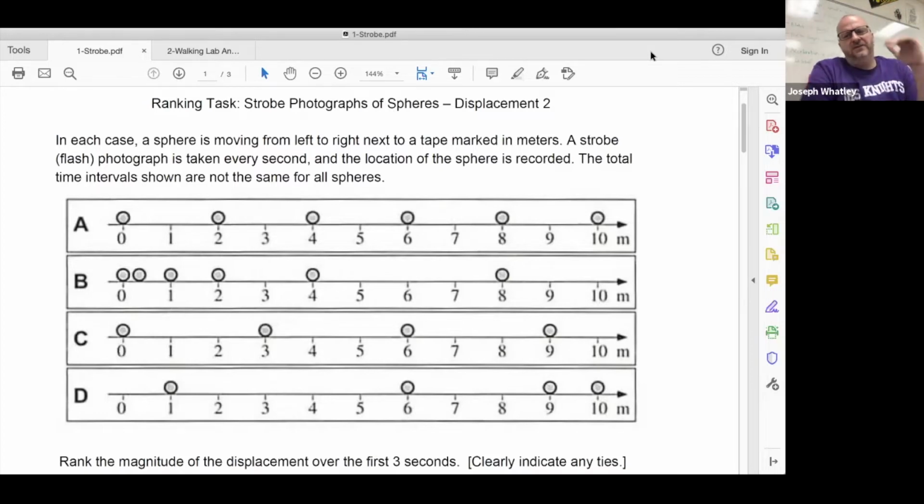So in the first class, this was on Thursday of last week, we looked at the biggest displacement over the first 2 seconds. Now we're looking over the first 3 segments. Take 20 seconds, find the most displacement to the least, rank them in your head. I'll give you 10 or 15 more seconds and we'll talk about it.